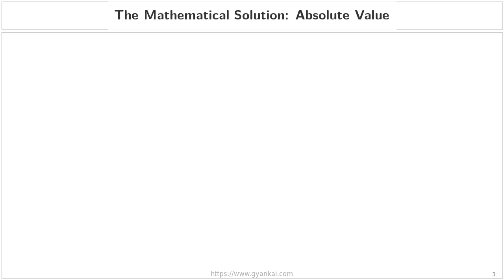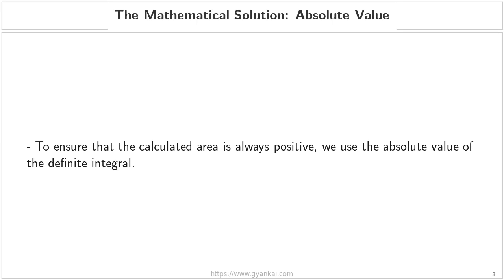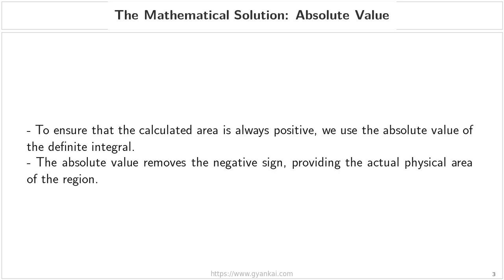The mathematical solution, absolute value. Now that we understand why the integral can return a negative value, let's look at the mathematical solution to fix this. To ensure that our calculated area is always a positive value, we use the absolute value of the definite integral. Think of the absolute value as a tool that simply strips away that negative sign, leaving us with the actual physical area of the region.